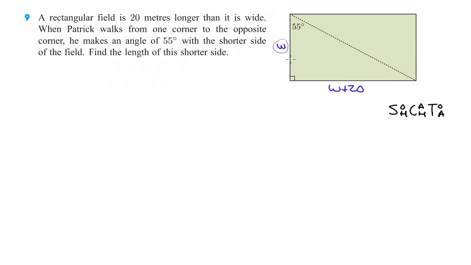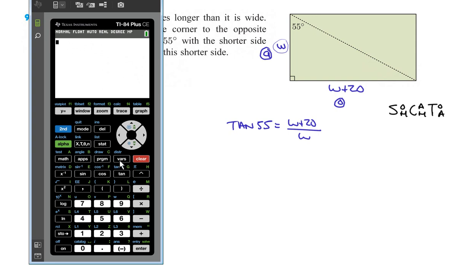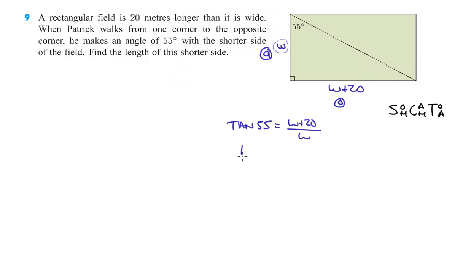So let's see what we can figure out. Let's just treat it like we normally would. This side over here is the opposite side. This side here is the adjacent side. So opposite over adjacent is tangent. Tangent of 55 should equal opposite, which is W plus 20, over adjacent, which is W. Now we can figure out what tangent 55 equals. Tangent 55 gives us 1.43, or maybe 1.428. We'll give it a little bit more: 1.428 equals W plus 20 over W.